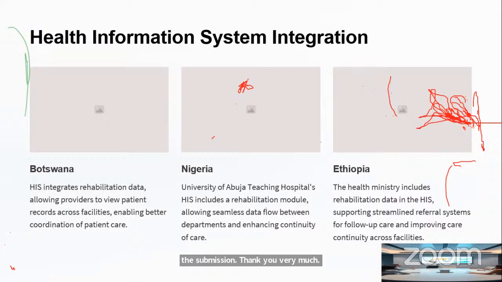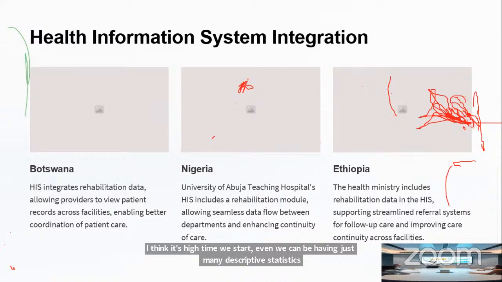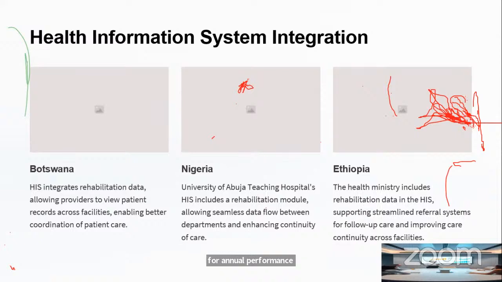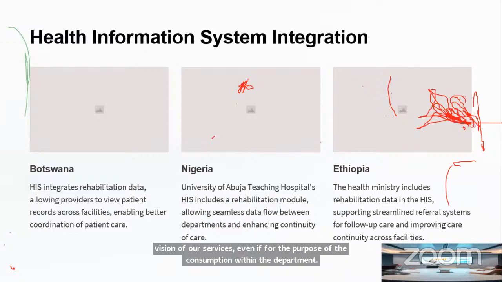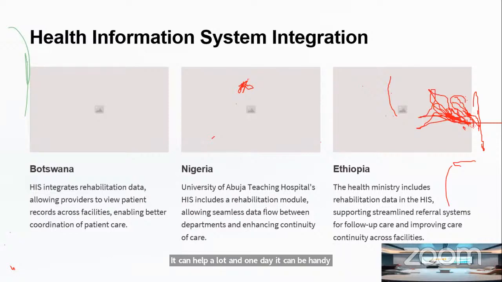Actually, the truth is we need to be using our data. We have a lot of data in our various departments lying there. So I think it's high time we start, even if it's just mini descriptive statistics for annual performance observation of our services. Even if it is for consumption within the department, it can help a lot, and one day it can be handy somewhere. Thank you very much. Registrar, sir, the floor is yours, please.